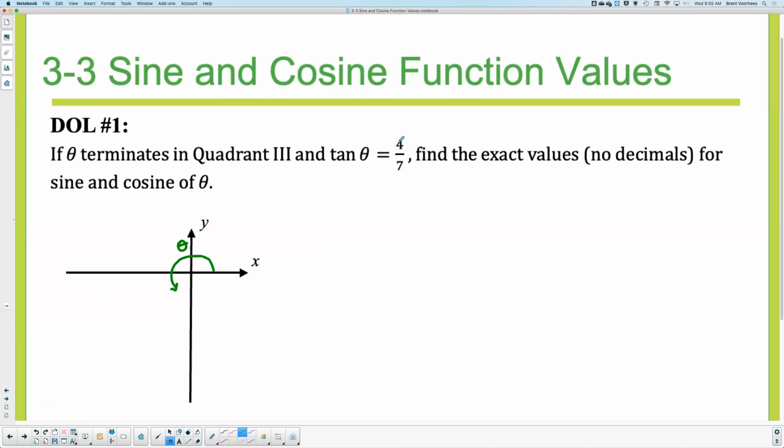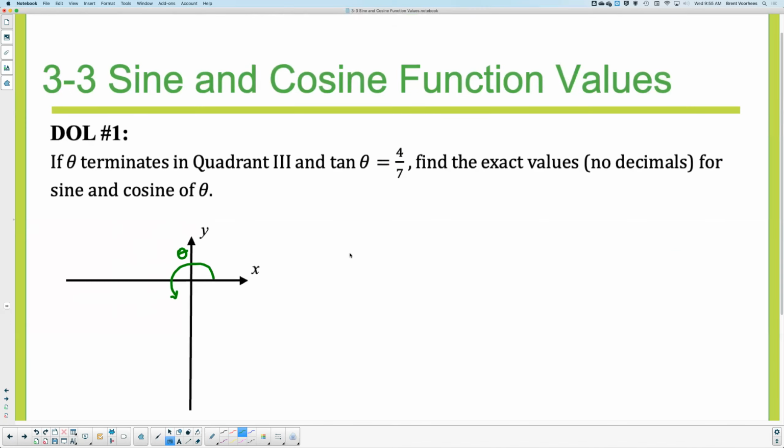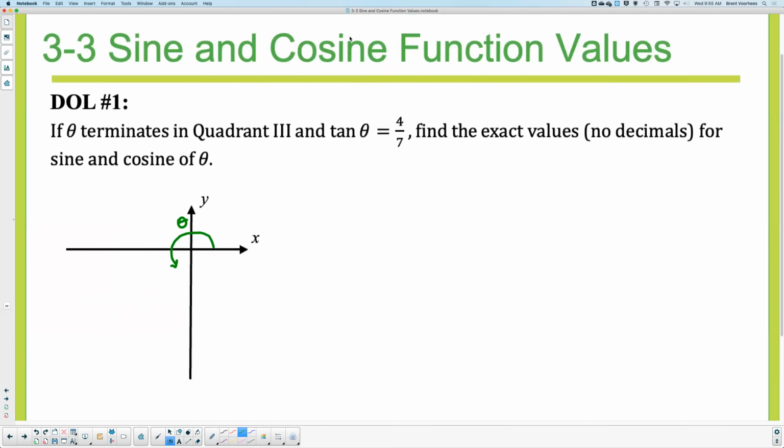So you'll have to think through, if sine is y, cos is x, what is tangent? Why does a positive 4 and a positive 7 go into a negative x and a negative y? You'll have to think about how to do that, okay? But once you do that, find sine and cosine. DOL number one.